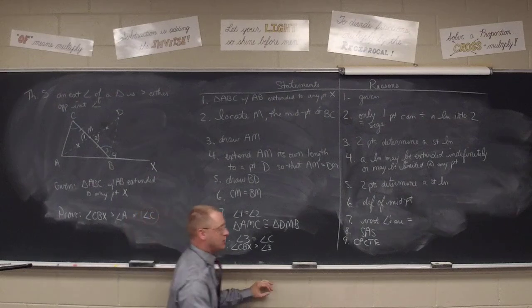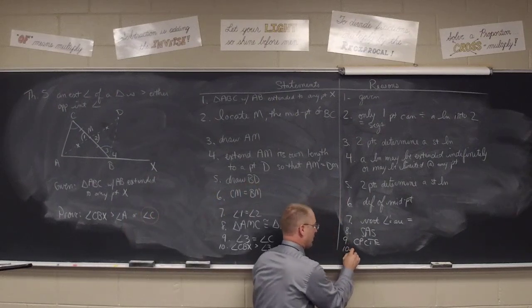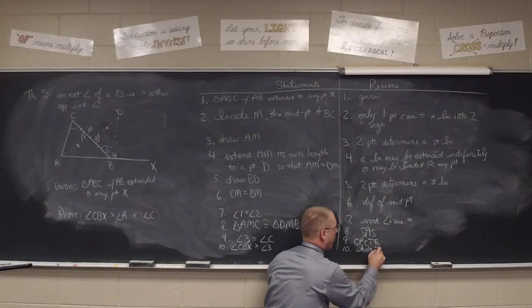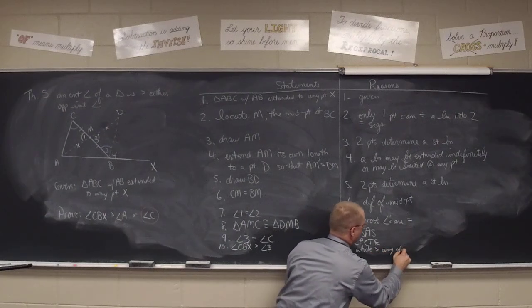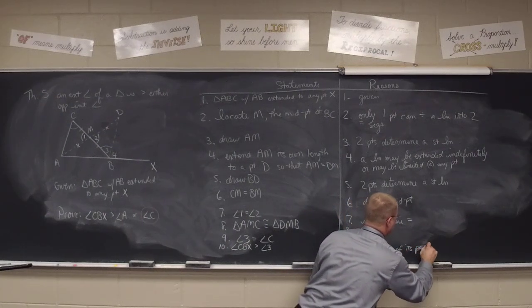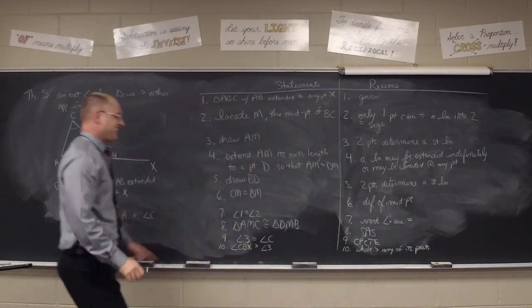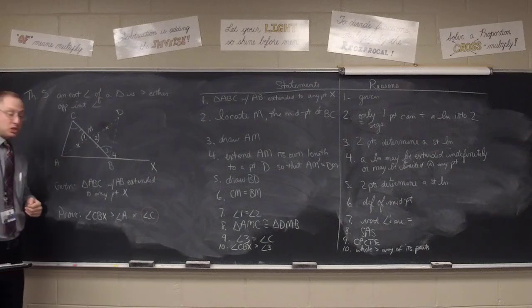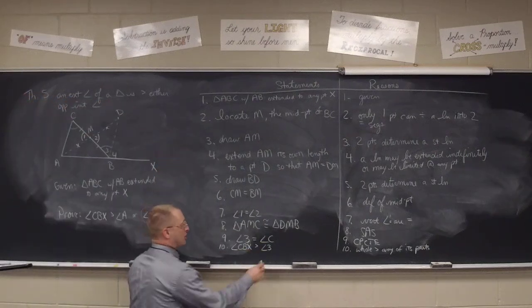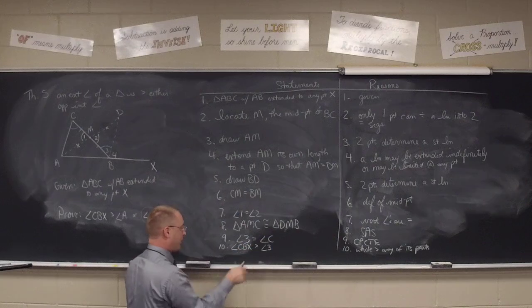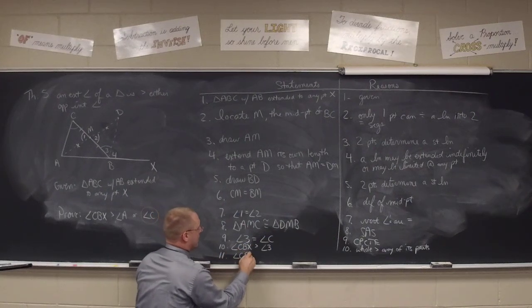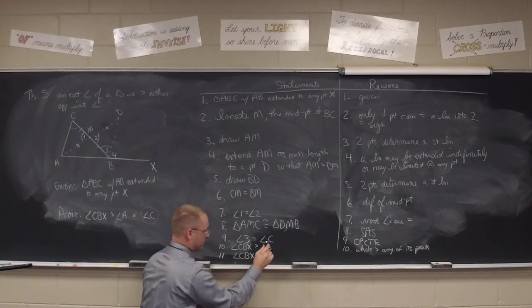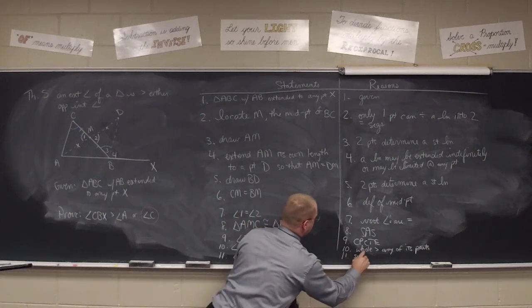How do we know CBX is bigger than 3, class? The whole is greater than any of its parts. But since 3 and C are equal per statement 9, class, what can we do? Substitute. Good, Abby. We can plug a C in place of the 3. Just take that since it equals 3 and put it right there. And number 11, angle CBX is greater than angle C by substitution.